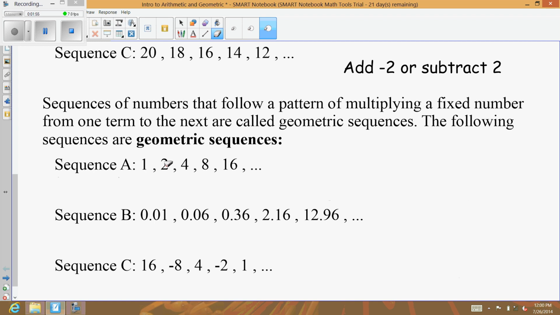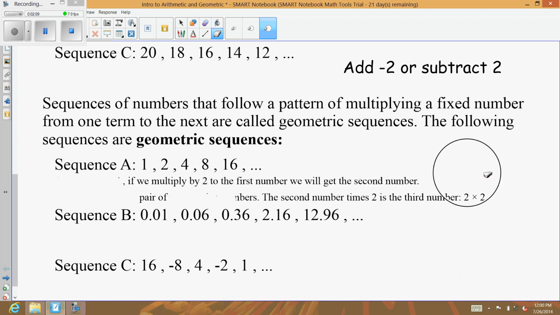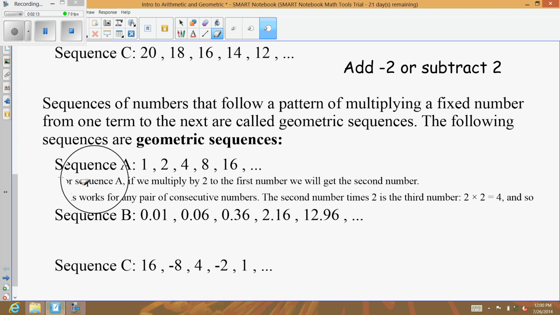And I can try that in my calculator. 2 divided by 1 is 2. 4 divided by 2 is 2. 8 divided by 4 is 2. 16 divided by 8 is 2. And so I am really multiplying by 2. Even though I said divide in this, I'm working backwards. So in this case, I was multiplying by 2.